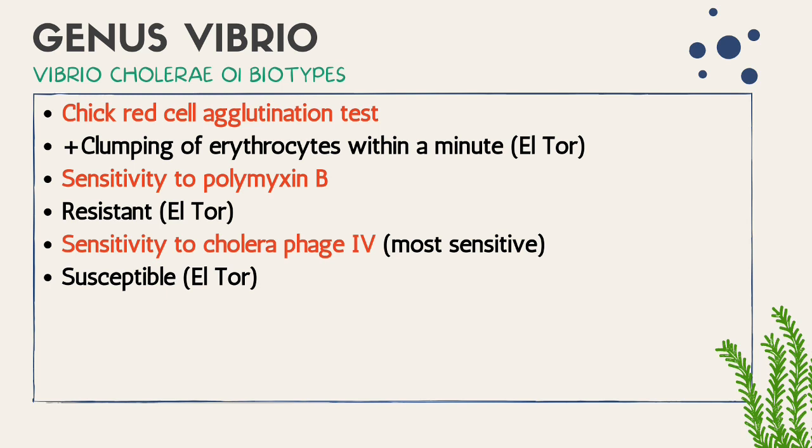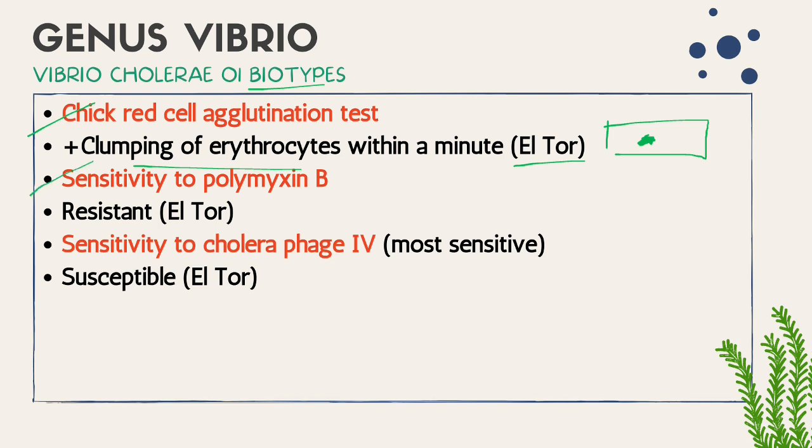The next are the tests for the differentiation of Vibrio cholerae O1 biotypes. Again, who are these biotypes? We have the classical and El Tor biotypes. The first test is the chicken red cell agglutination test. This is simply done by getting a slide and putting a loopful of bacteria in the middle of our slide. After that, we emulsify the colony by dropping a 2.5% chicken erythrocyte suspension. The clumping of erythrocytes is positive for El Tor while negative for the classical biotype.